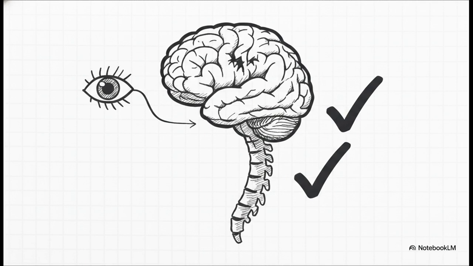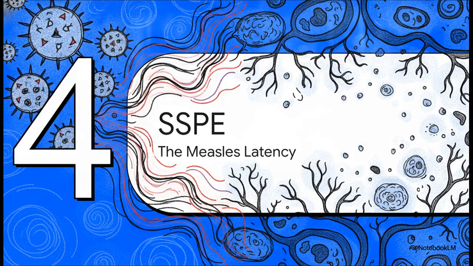And sadly, as of right now, there's no proven antiviral treatment. The only effective strategy is trying to restore immune competence, like starting antiretroviral therapy for HIV patients or immediately stopping the offending drug. Next up, Section 4, SSPE, the measles latency.